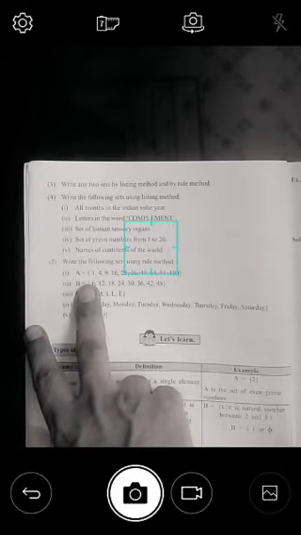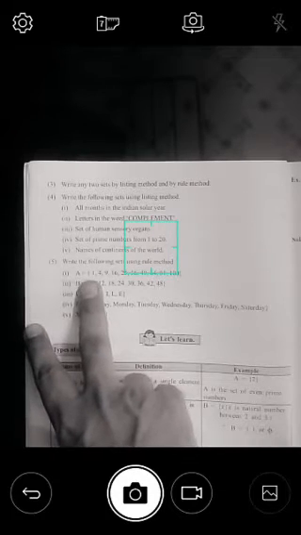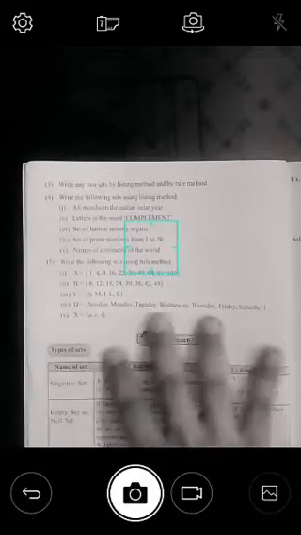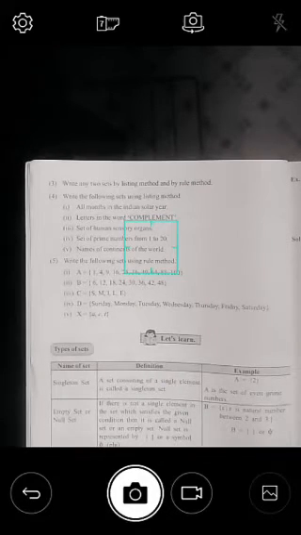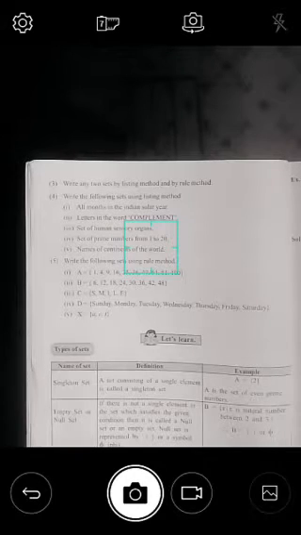Now we come to question number 5. Write the following sets using rule method. The first one, A is equal to 1, 4, 9, 16, 25, 36, 49, 64, 81 and 100. So we will write it in this way.